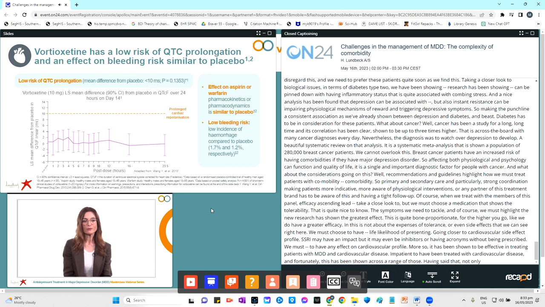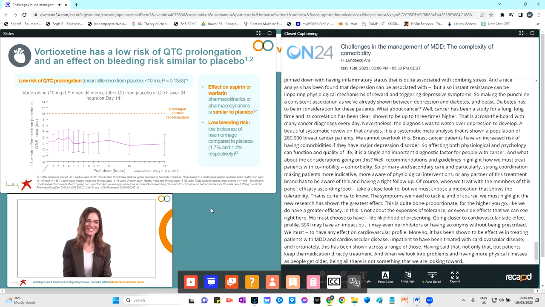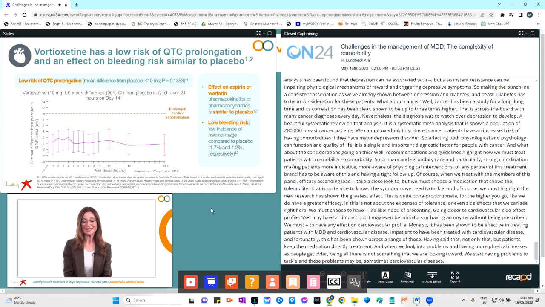And when we look into acquiring problems and having more physical illnesses as people get older, and being older is not something that we are looking at 80 years old. Sometimes getting older is from 40 years old onwards, because we start having problems to tackle. And these problems may be sometimes cardiovascular diseases, and makes us more likely to have medications to prescribe for a long, long term. Then we have to watch out for QTc prolongation.